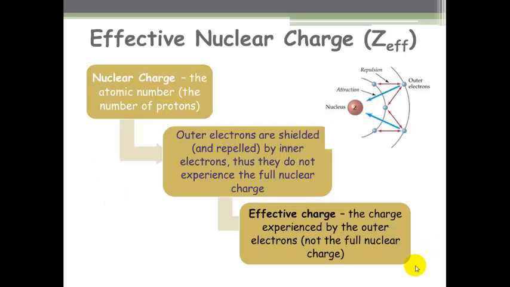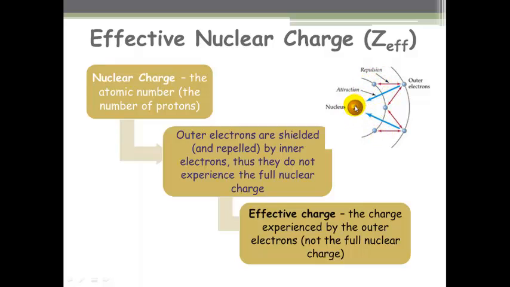So all of these properties depend on something called the effective nuclear charge, which we show as ZEFF, or Z effective, or the atomic number effective. So the nuclear charge is just the atomic number, the number of protons. However, the electrons that are on the very outermost edge of an atom are actually shielded and repelled by these electrons that are inner electrons.